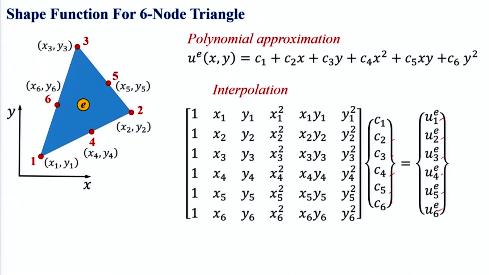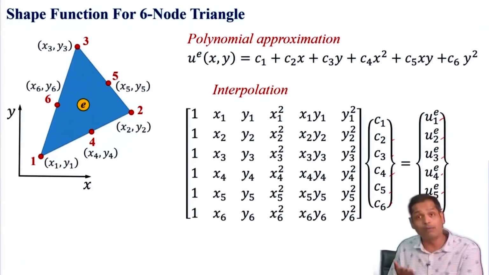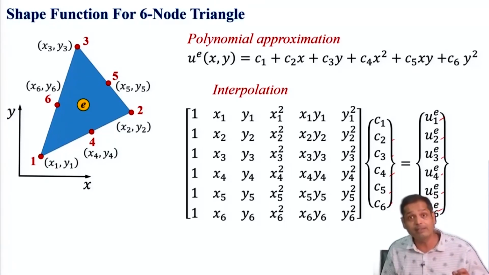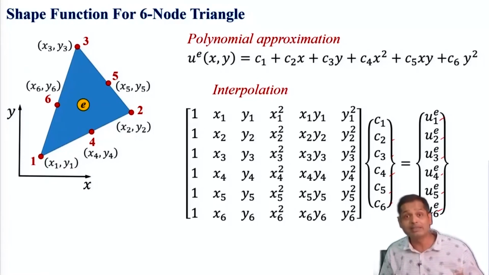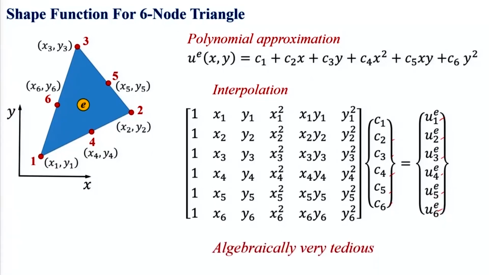Now if we go to even higher level approximation, for instance a cubic approximation or fourth order approximation, then you can think of what would be the size of this matrix, and solving these equations for every element is a very, very tedious job. It is algebraically very tedious. For a 3-node element it is fine because we have only 3 equations, but when we have more than 3, 6 and then 10, this is a very tedious job. So we need to find an alternative technique.